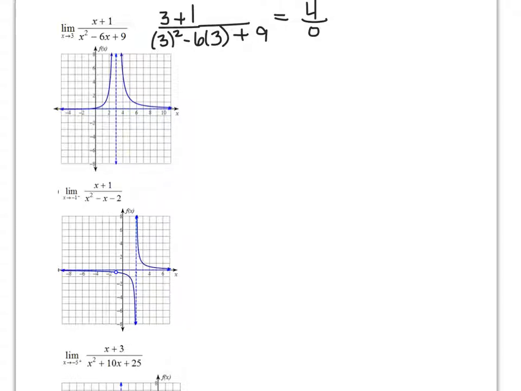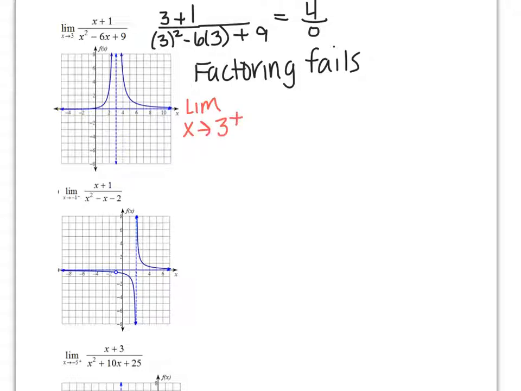And when I looked at the factoring options that I have, the only factors of 9 that are going to add to -6 are 3 and 3, which won't help me cancel anything out here. So factoring actually fails here, so we could write that. So now let's take the limit as x approaches 3 from both directions. So let's see, the limit as x approaches 3 from the right, and the limit as x approaches 3 from the left.